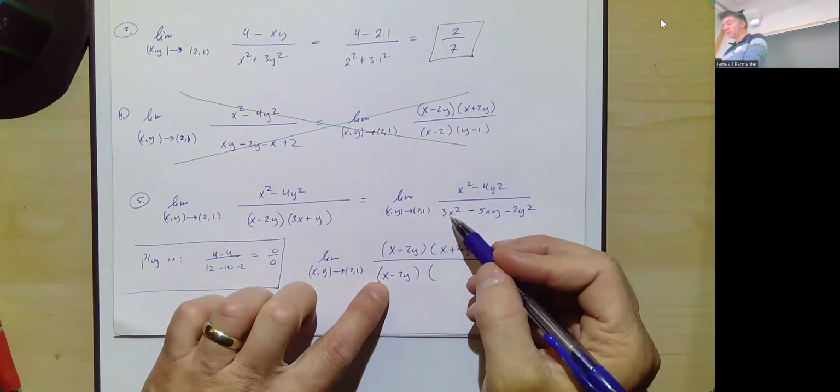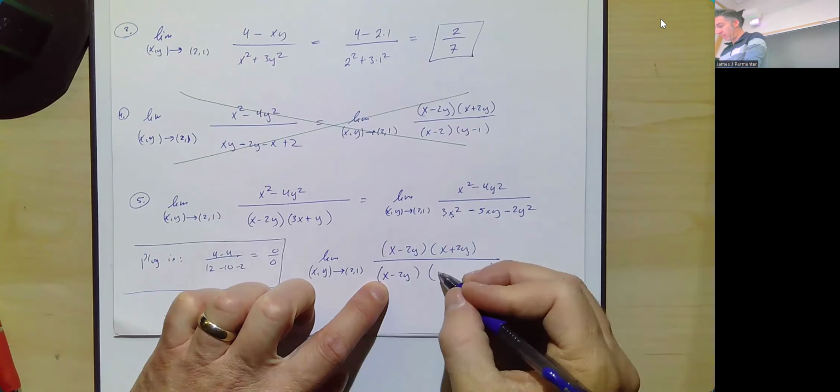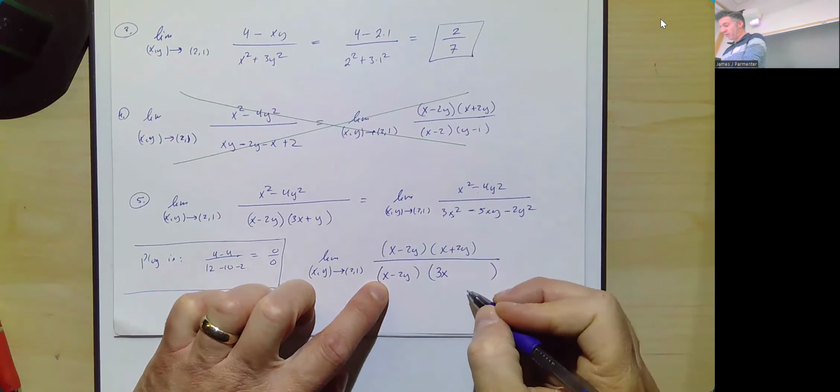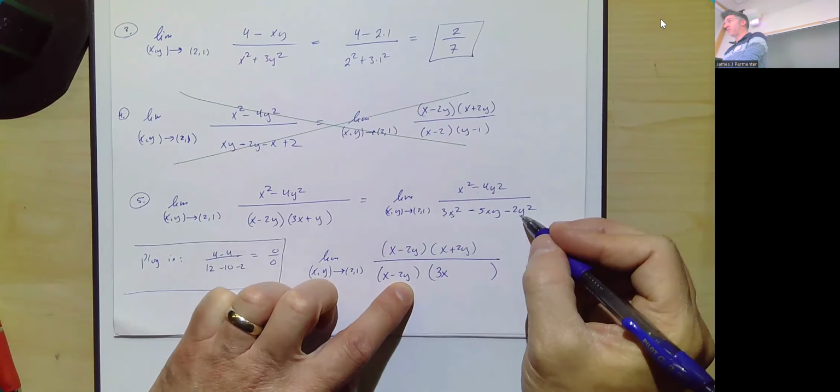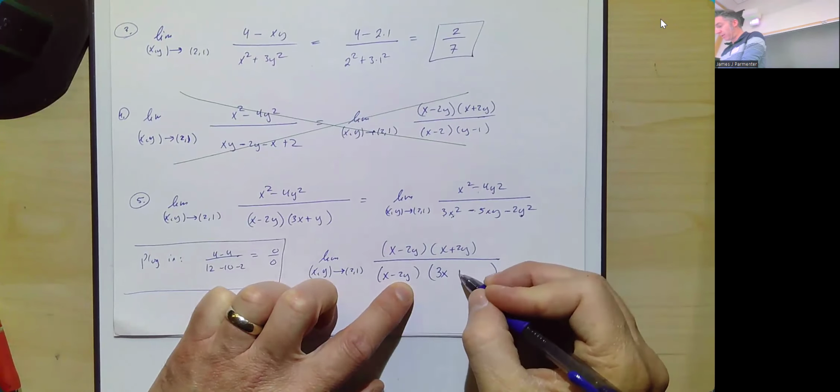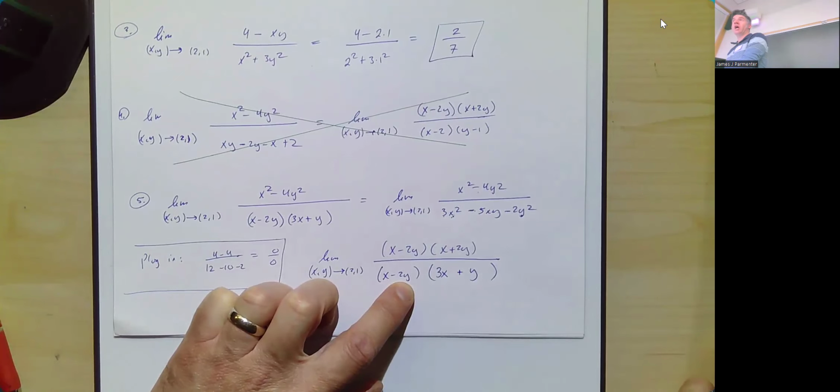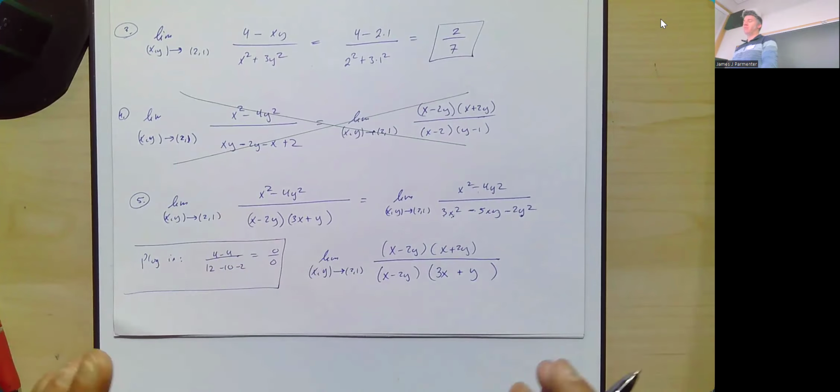So I know that x times something has to give me 3x squared, so that better be a 3x. I know that negative 2y times something has to give me negative 2y squared, so that better be a plus y. And then we check the middle terms to see if they work. It is, but I was pretending like that wasn't there.